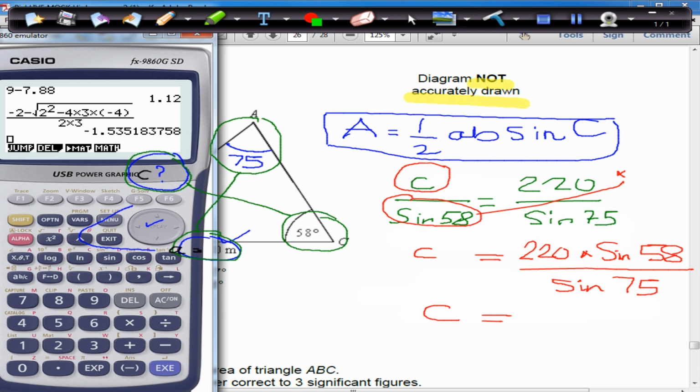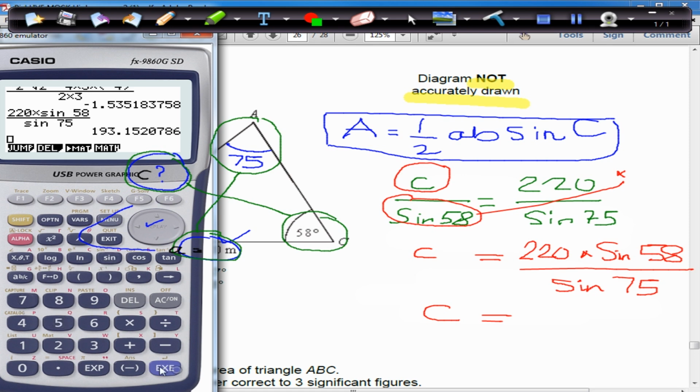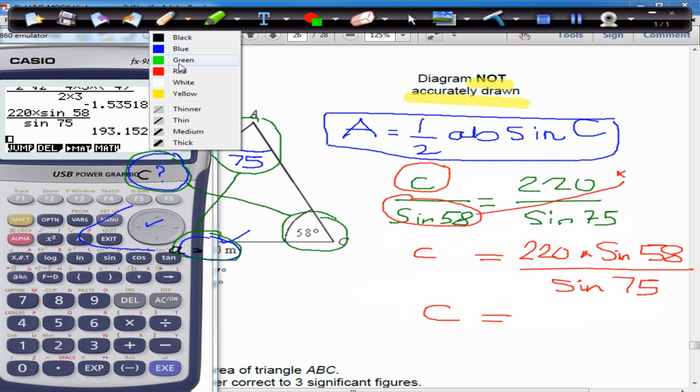Okay, here we go. I'm now going to put all of this into the calculator in one go, so we're going to use the mouse button here. We have 220 times the sine of 58, divided by sine 75. What do you get, Samir? I got 193.15207. Is this the same thing? Lovely. So we can go back to the red pen.